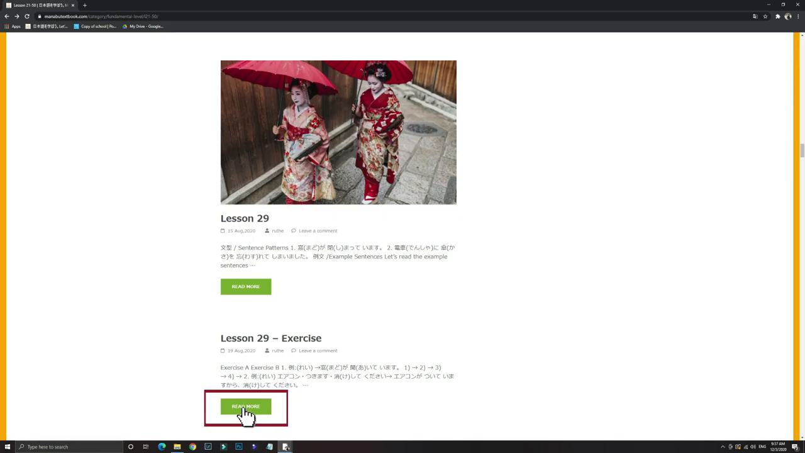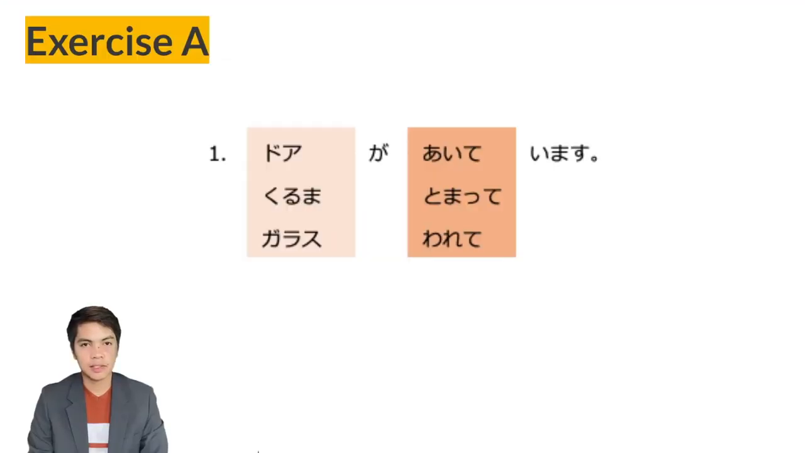Lesson 29, Exercise A. Let's read number 1. Doa ga aite imasu. Doa ga aite imasu. This is from the verb akimasu. An intransitive verb means open, to open. So aite imasu means the door currently is open. The current state of the door is open.